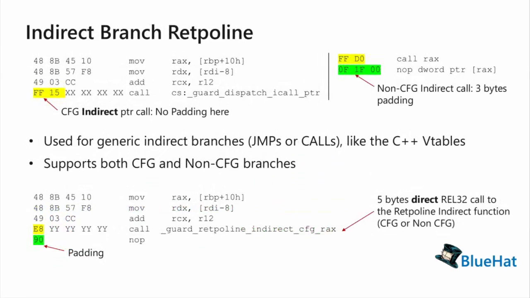Next is the indirect branch Retpoline. It's similar to the previous case, but it's used for indirect branches that target another function, code that resides in another module. It's used for generic indirect branches, and we can support non-CFG indirect branches, like a simple call to RAX, or even indirect branches that are CFG compatible, where there is a CFG check function. As before, the top of the slide represents the original situation, and the bottom the situation where we applied the Retpoline. There is still padding around because we need to be exact when we apply the new direct rel32 call.